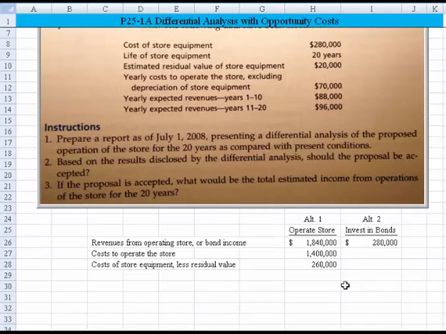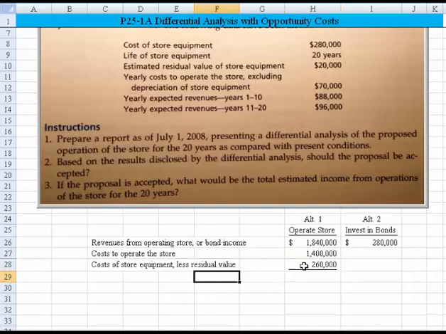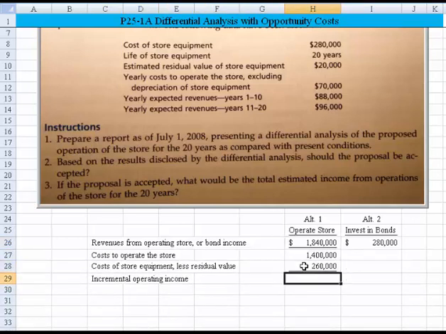Okay, now I've moved the screen so we have a little bit more room to work with. Let's look at our incremental operating income as a result of this. Okay, I'll put an underline here, and we'll take the incremental revenue of $1,840,000 less the cost, which is the 1,400,000 plus the 260. Okay, this is how I would do this. It might be a shorthand method.